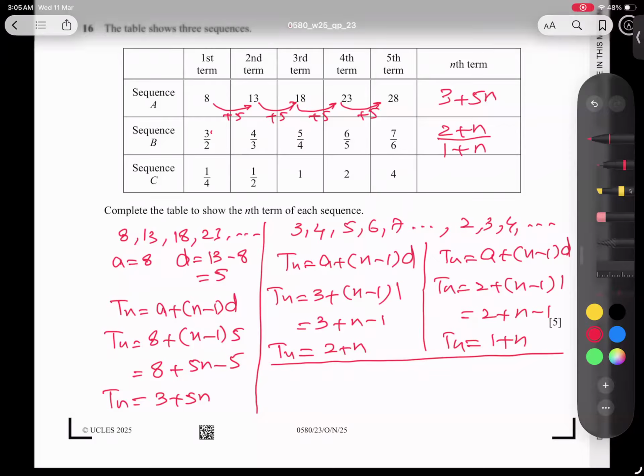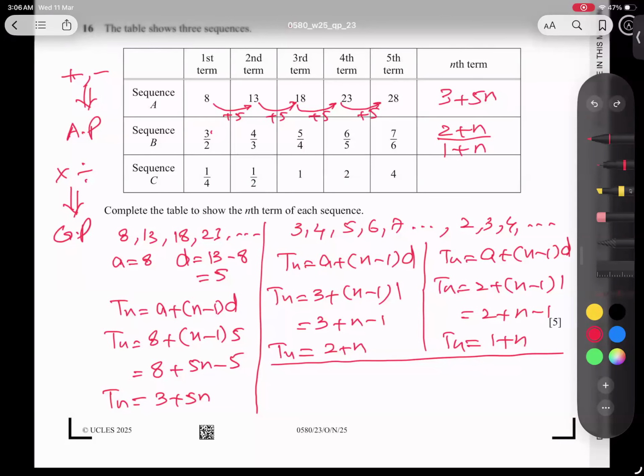Let's talk about the last sequence. If you look carefully, multiply by 2, I get this. Multiply by 2, I get this. Multiply by 2, I get this. When we add or subtract, it is called AP. Adding or subtracting is called AP, and multiplying or dividing is called GP. Now this is multiply, multiply, multiply.